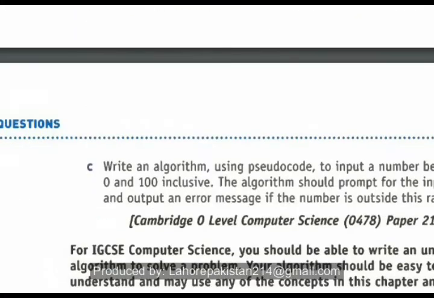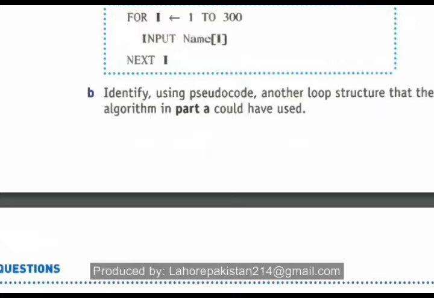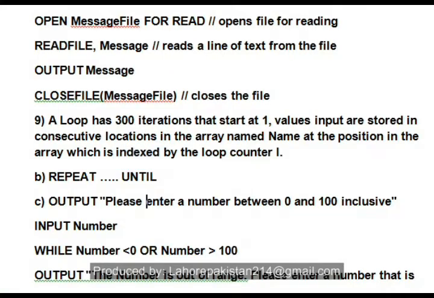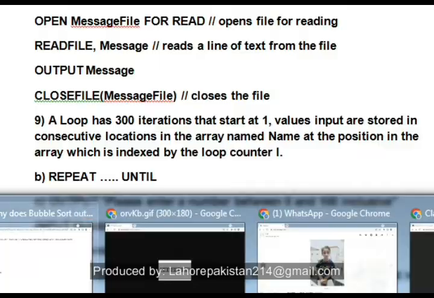Then in 9b, you have been asked to identify, using a pseudocode, another loop structure for part A, that is, which other loop structure could be used. So repeat until is another loop structure. We will keep on repeating an iteration, starting the iteration from 1. We will keep on repeating until we get a value of 300. So repeat until is another form of iteration that can be used for this purpose.